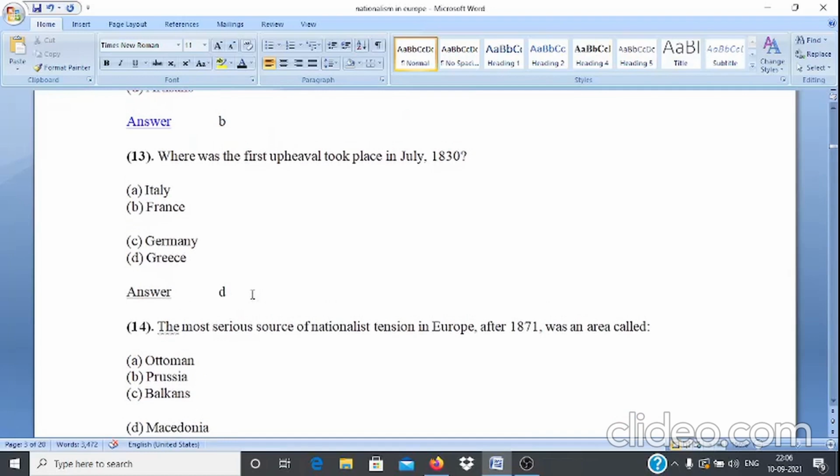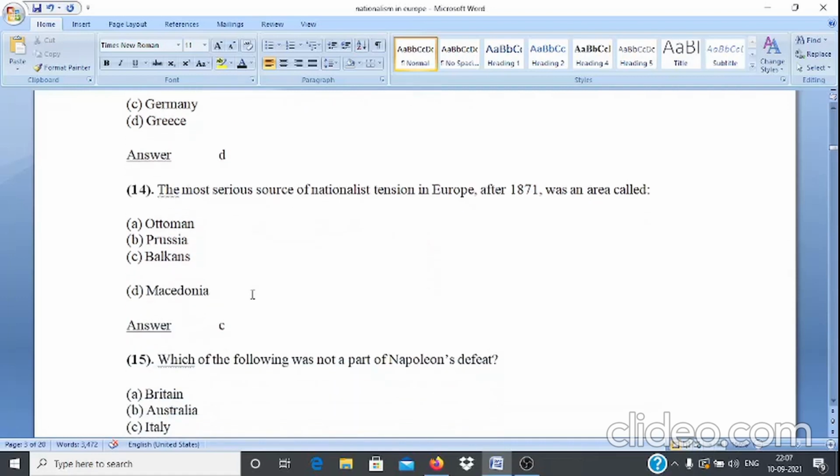Question number 13. Where did the first upheaval take place in July 1830? Options are A. Italy, B. France, C. Germany, and D. Greece, and answer is D, that is Greece.